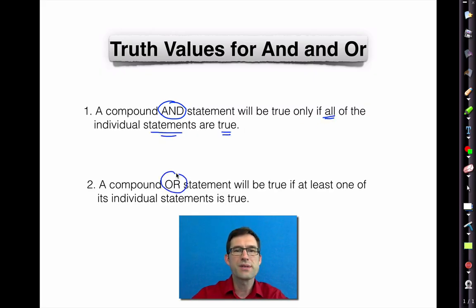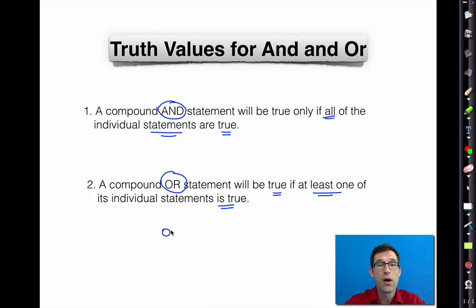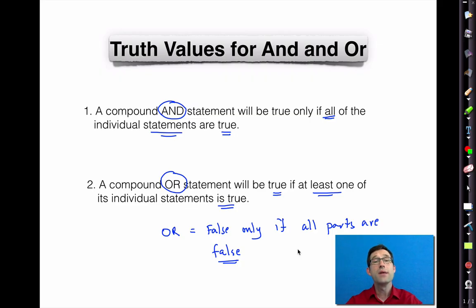A compound OR statement will be true if at least one of the individual statements is true. Or another way of putting it, OR will be false only if all parts are false. Okay. This is going to be important for geometry next year, but it's going to be important for us this year when we solve compound inequalities, which are coming soon, and when we solve systems of equations and systems of inequalities. All right, so I'm going to clear out this text.